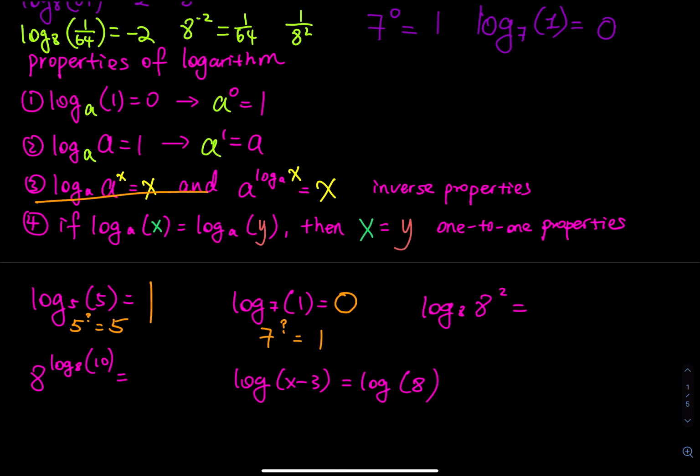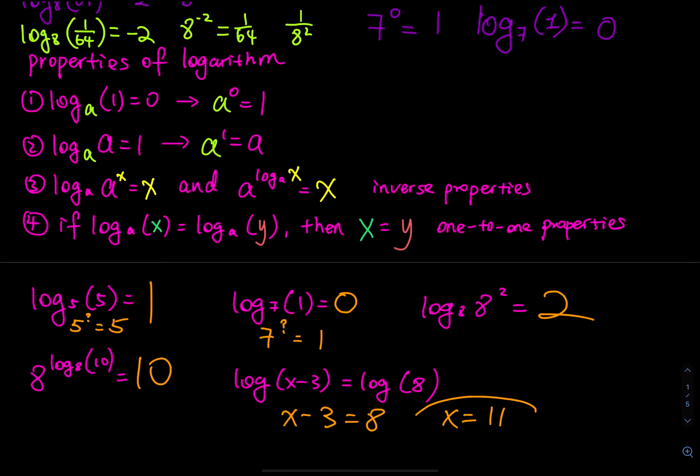And then the next one, we will be using the inverse property. We have base a and then a squared. As a result, that equals 2. And then this one, this is a base a, this is a base a, so the whole thing equals 10. And then the last one, we have log of x minus 3 equals log of a. I did not mention the base, so what is the base? If the base is not specified, then by default the base is 10 on both sides. So I can just say x minus 3 equals a, so x equals a plus 3, which is 11.